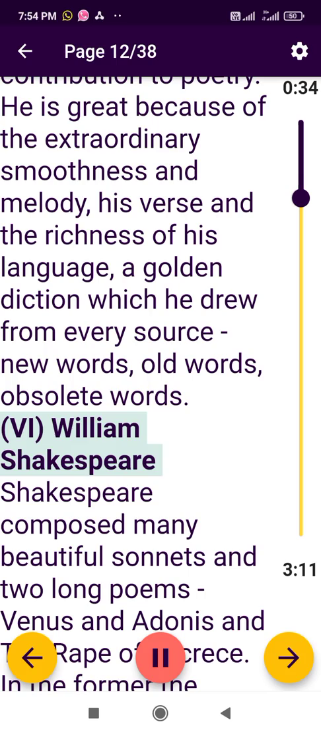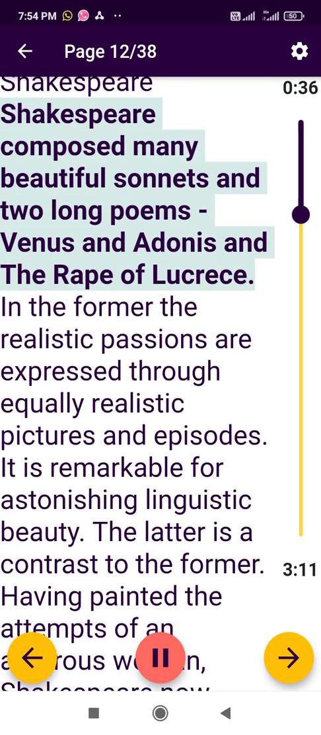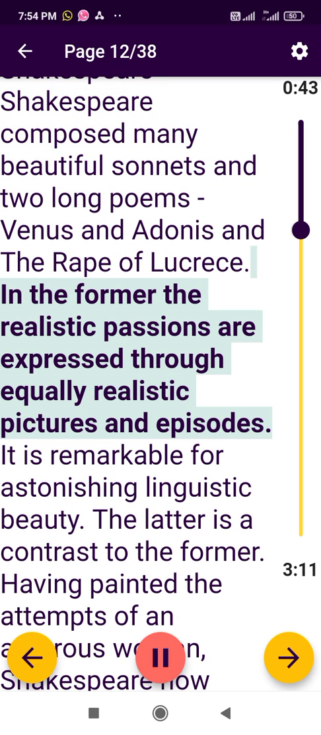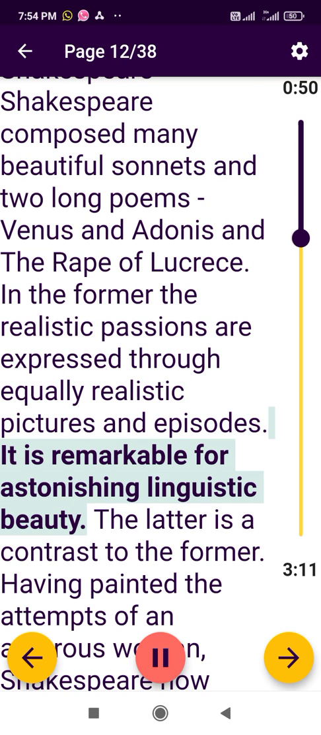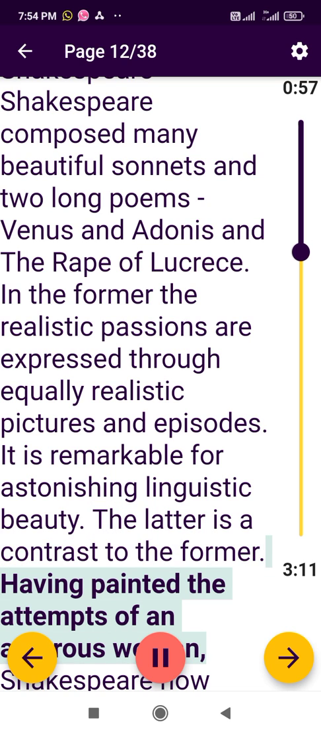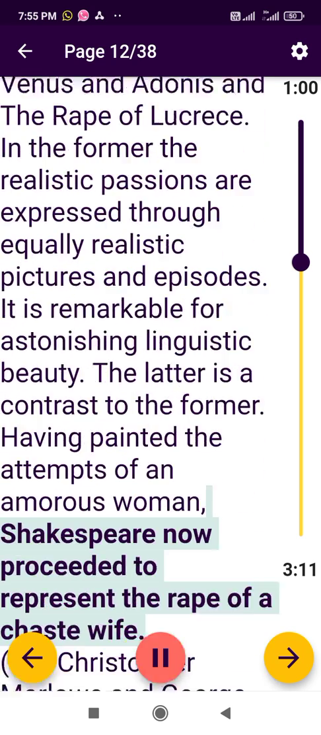6. William Shakespeare. Shakespeare composed many beautiful sonnets, and two long poems, Venus and Adonis and The Rape of Lucrece. In the former, the realistic passions are expressed through equally realistic pictures and episodes. It is remarkable for astonishing linguistic beauty. The latter is a contrast to the former. Having painted the attempts of an amorous woman, Shakespeare now proceeded to represent the rape of a chaste wife.